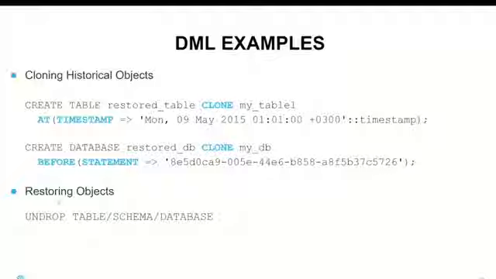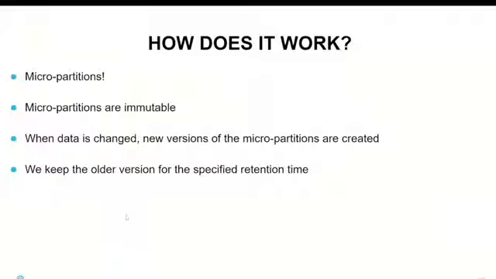Okay. If you want to restore any object, there is a simple command called UNDROP in Snowflake. If you mistakenly dropped a table, schema, or database, you can just instantly run an UNDROP statement on that, and your table, schema, or database will get restored into your Snowflake. And that can be done within the time retention period that you have applied on these particular objects.